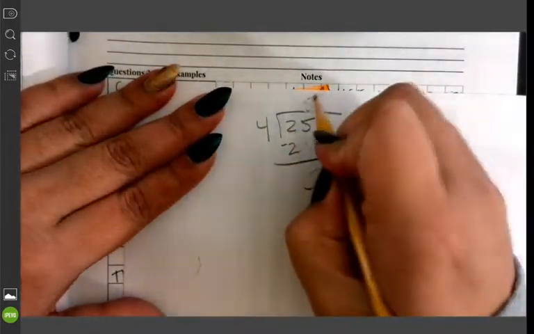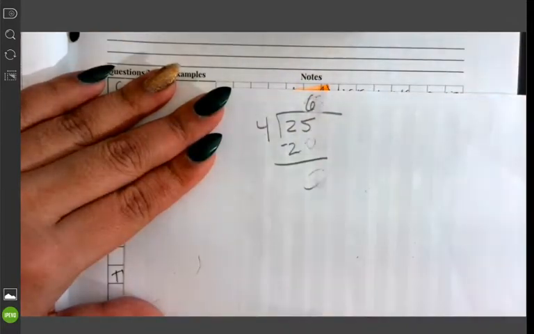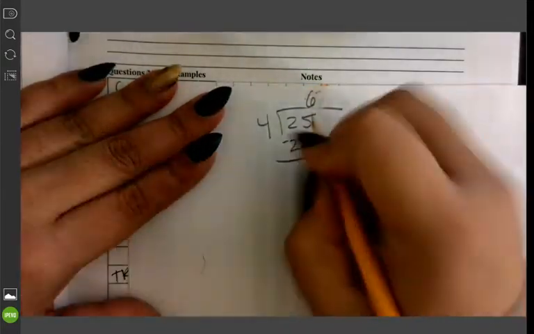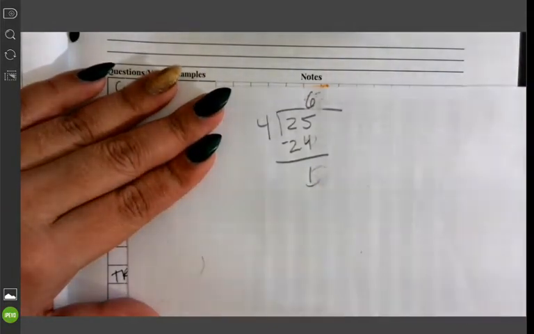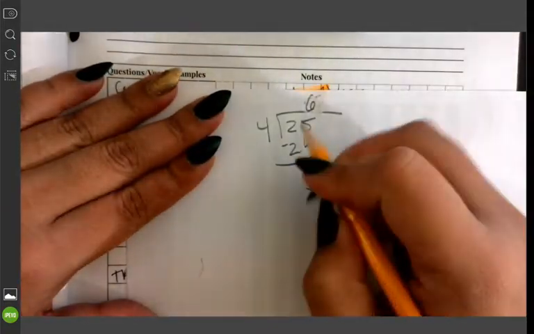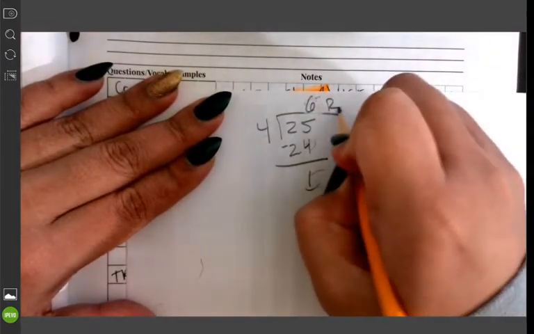4 goes into 25 6 times, actually. And 4 times 6 is 24. When you do 25 minus 24, you get 1. So you have a remainder of 1.